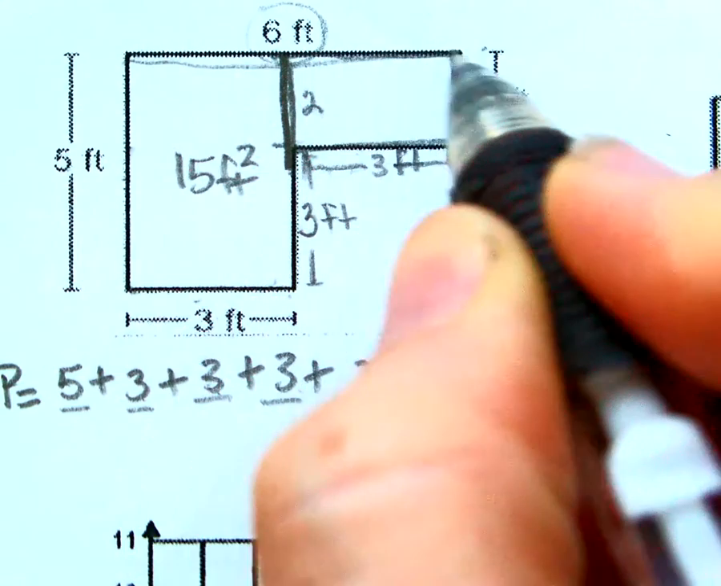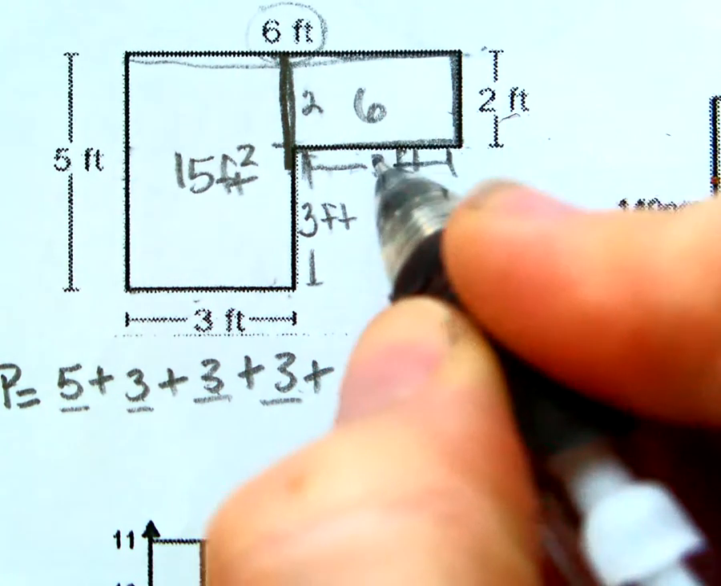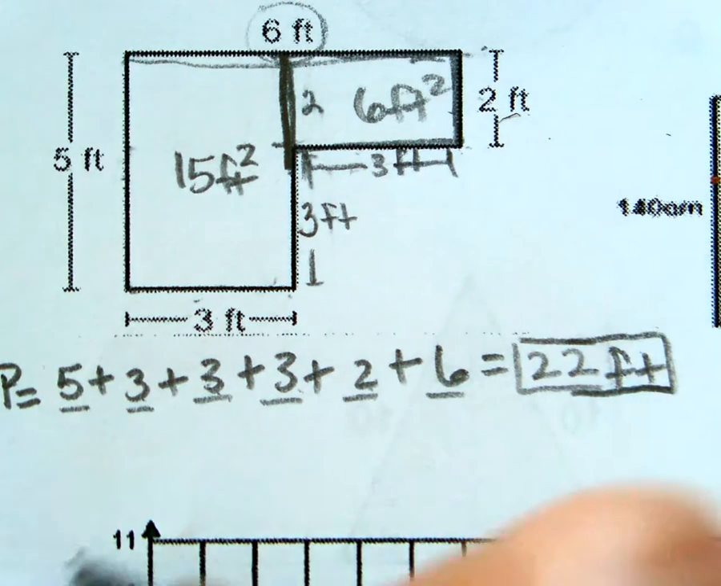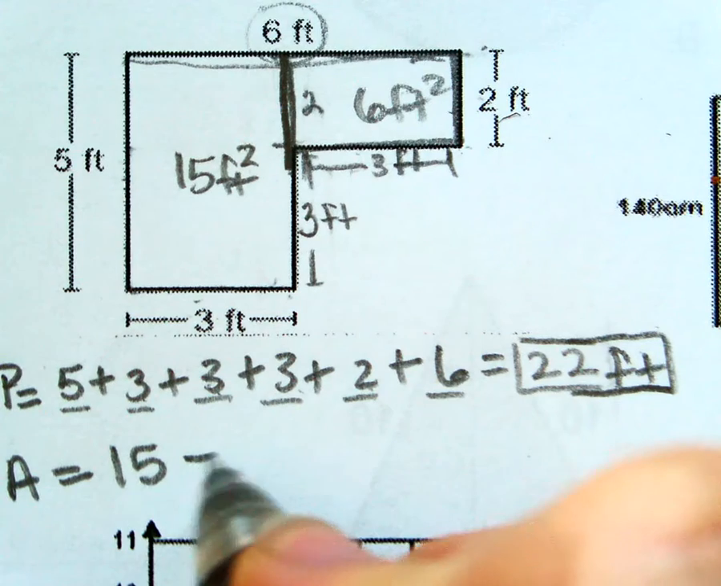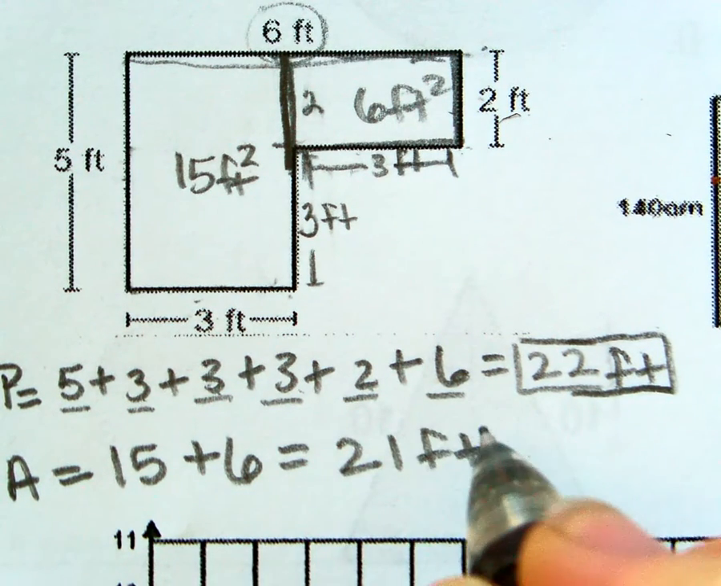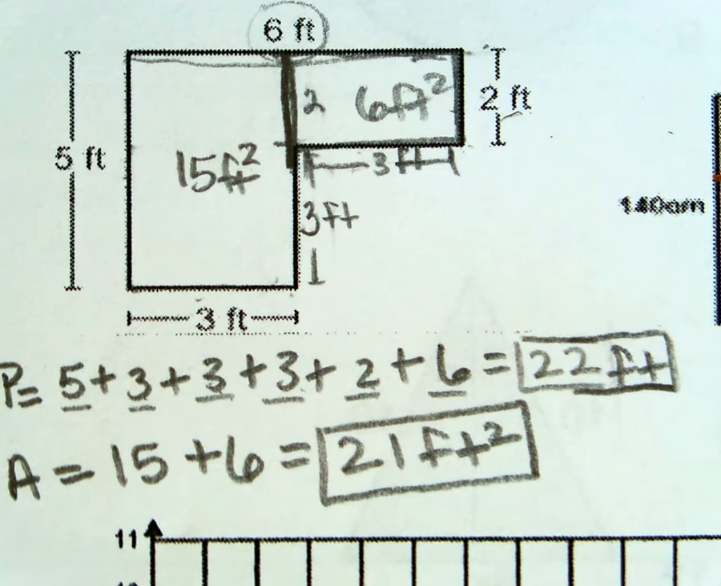And then this rectangle right here is 3 feet by 2 feet, not 6 feet. 6 feet goes all the way along here. So just 2 feet by 3 feet. 3 times 2 is 6 square feet for this part. So if I want to find area, I'm going to add my 15 square feet plus my 6 square feet, and that's going to give me 21 square feet. Okay.